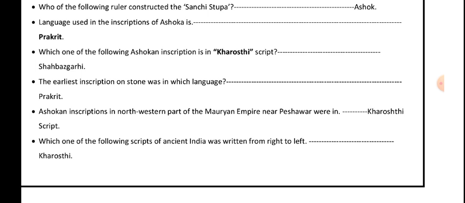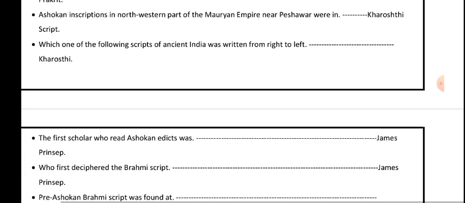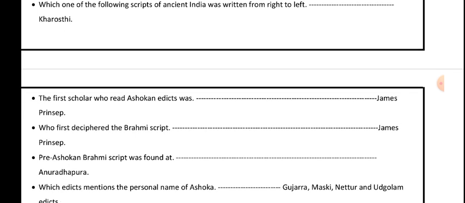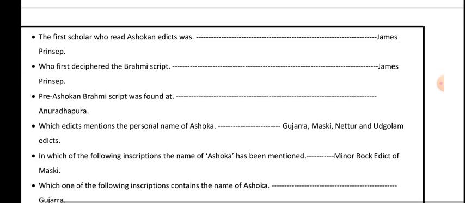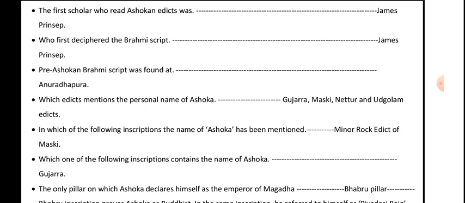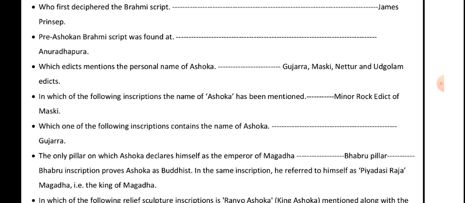Ashoka. The language used in the inscriptions of Ashoka is Prakrit. Which one of the following Ashokan inscriptions is in Kharoshthi script? Shahbazgarhi. The earliest inscription on stone was in which language? Prakrit. Ashokan inscriptions in the northwestern part of the Mauryan Empire near Peshawar were in Kharoshthi script. Which one of the following scripts in ancient India was written from right to left? Kharoshthi. The first scholar who read Ashokan edicts was James Prinsep, who first deciphered the Brahmi script.